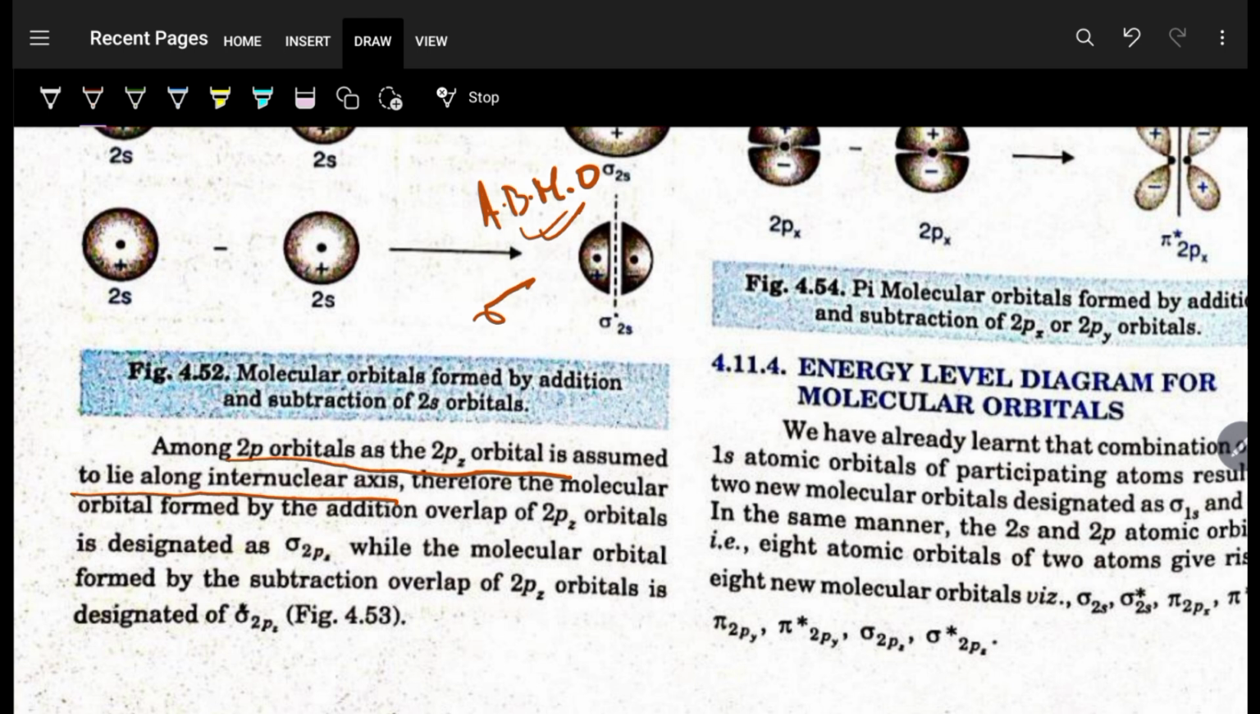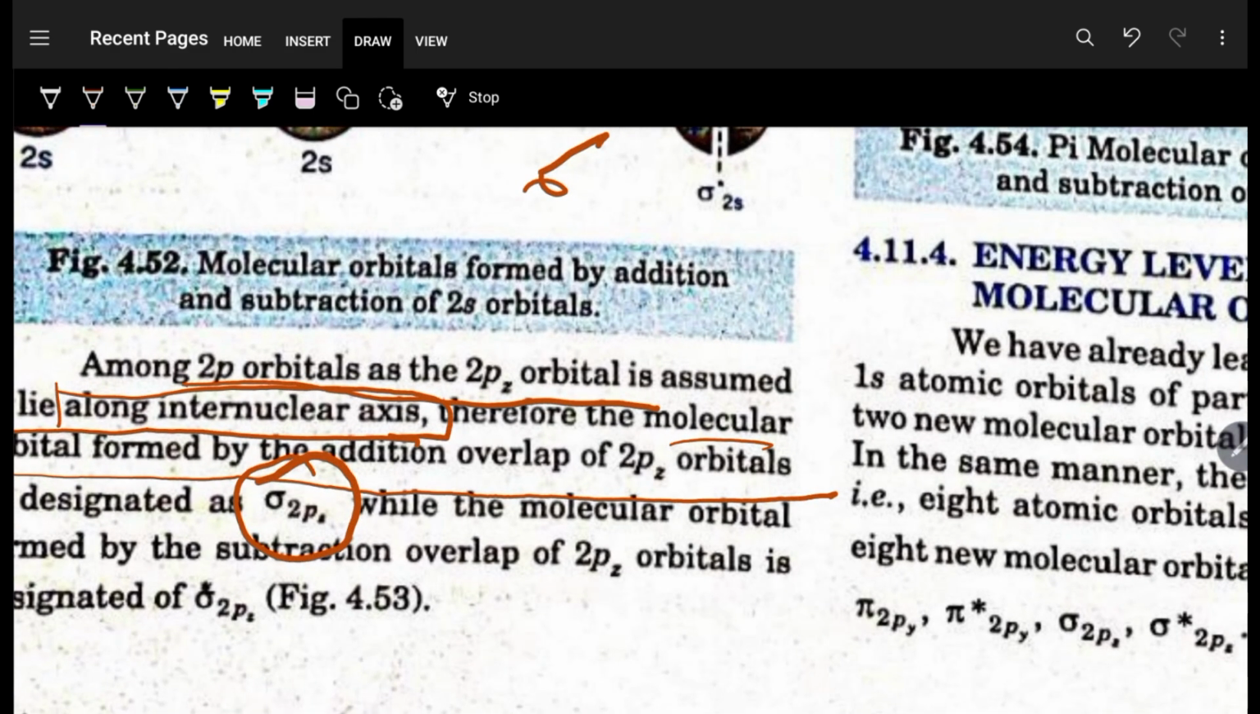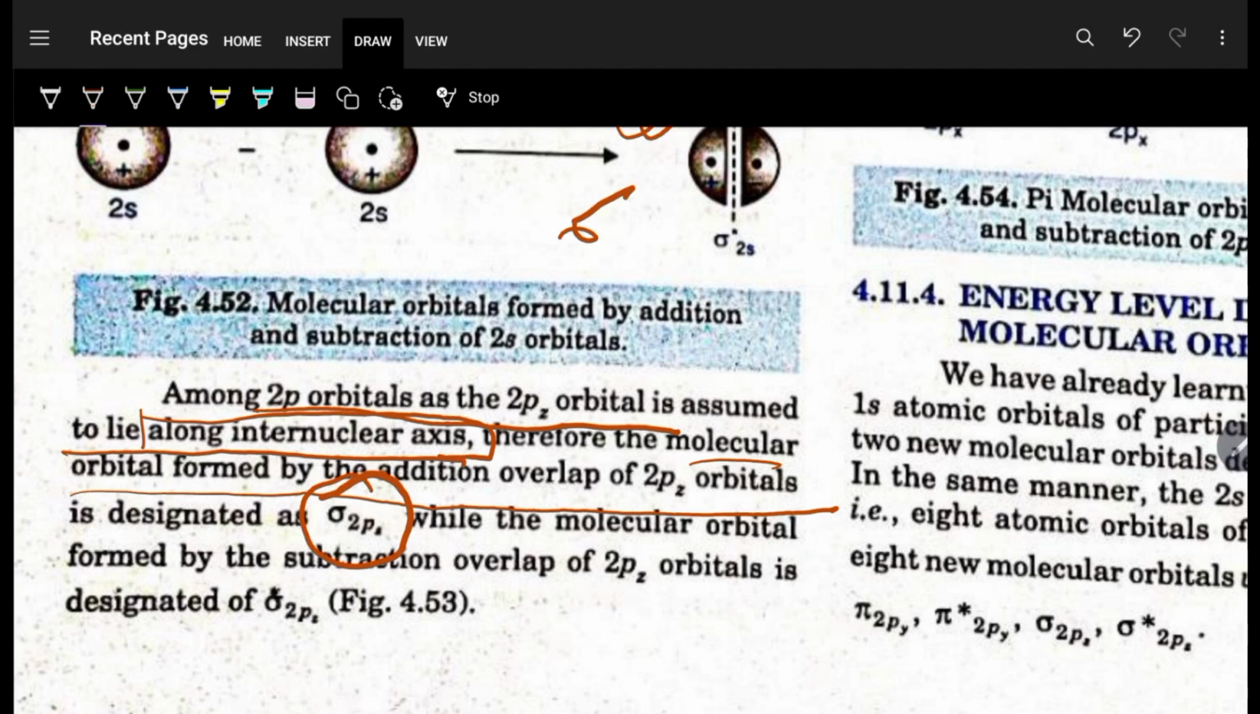So we are assuming that molecular orbital formed by the addition overlap of 2pz is a sigma 2pz as per convention. The 2pz is oriented along the internuclear axis, and if head-on overlap is occurring in order to produce a sigma molecular orbital, it will be of the 2pz and it is named as sigma 2pz, while the molecular orbital formed by the subtraction overlap of 2pz will be sigma star 2pz.